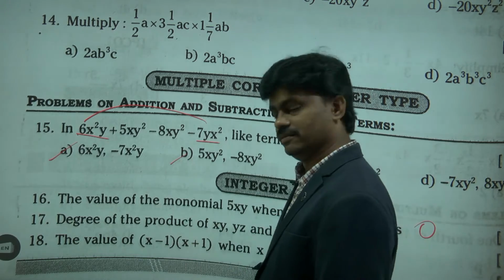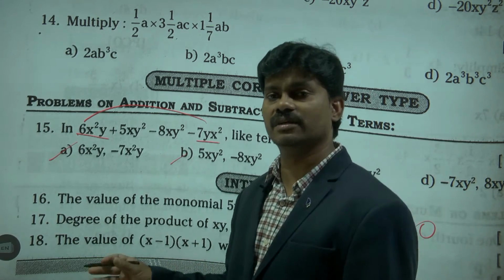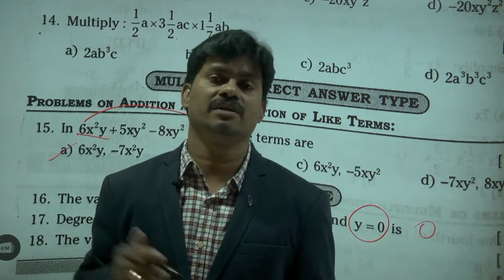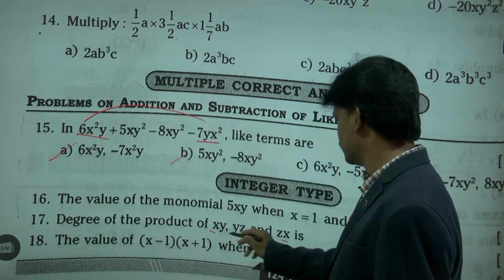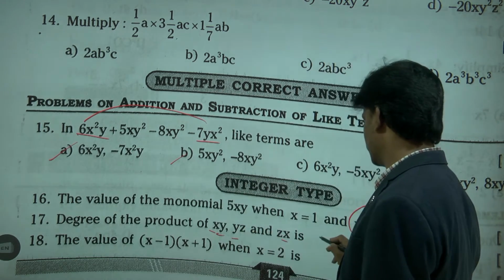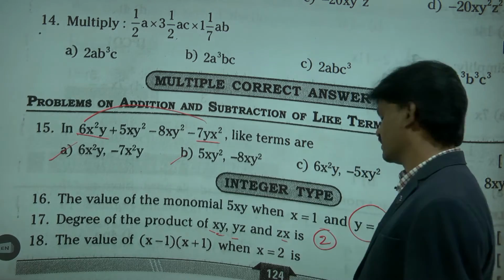Degree of the product of. First we have to do the multiplication. Next we have to find the degree. So degree in the sense here x power 2, y power 2, z power 2. So degree is obviously 2.